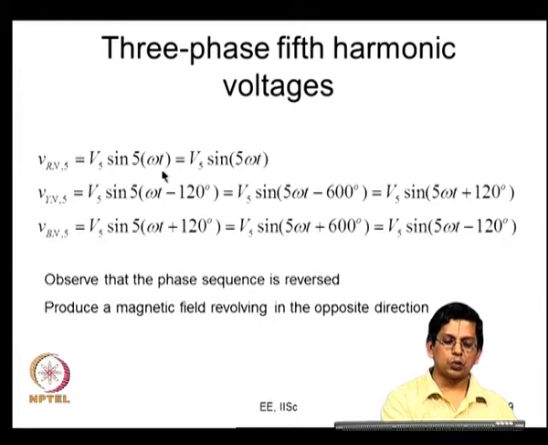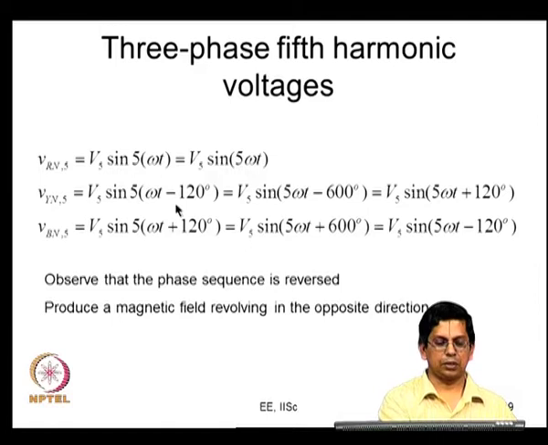So, if you replace omega t in V r n by omega t minus 120, you are going to get the corresponding y phase. So, we say that it is V 5 times sine of 5 omega t minus 120, that is 5 times omega t minus 120. Again, your fifth harmonic in V b n would be V 5 times sine of 5 multiplied by omega t plus 120. So, this is what you will have now.